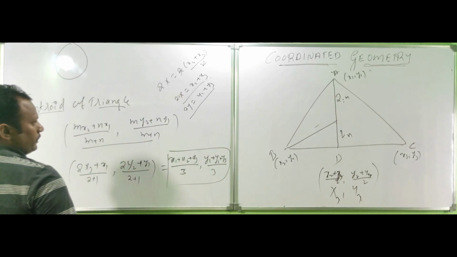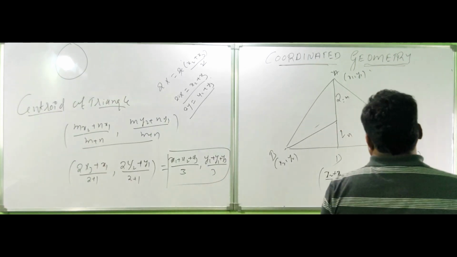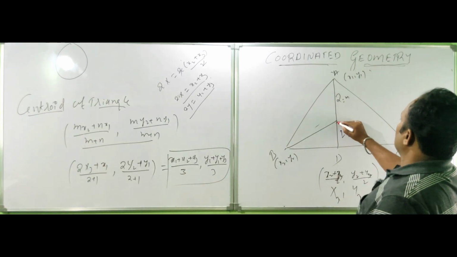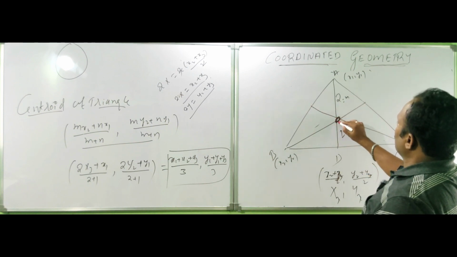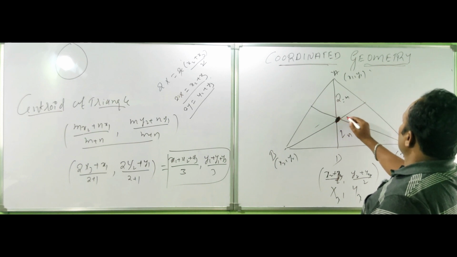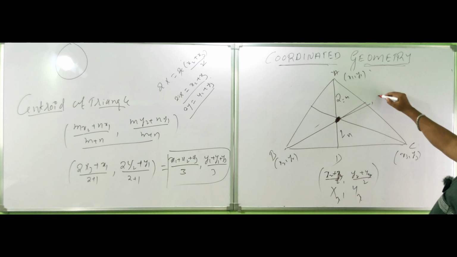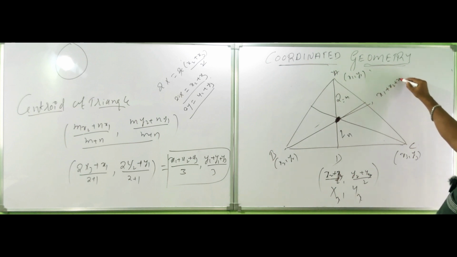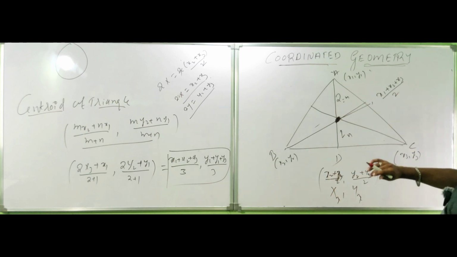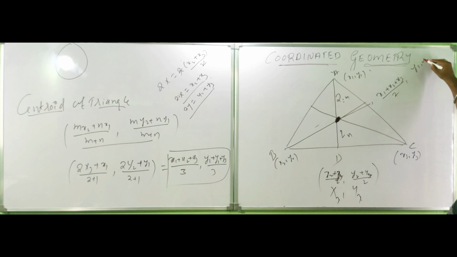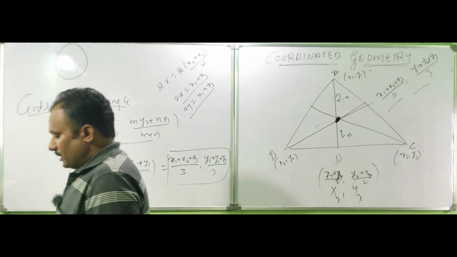This is the centroid of a triangle. This is the formula for the centroid of a triangle: x1 plus x2 plus x3 divided by 3, and y1 plus y2 plus y3 divided by 3. This point is called the median point. So this is the average, or mean, as called in statistics.